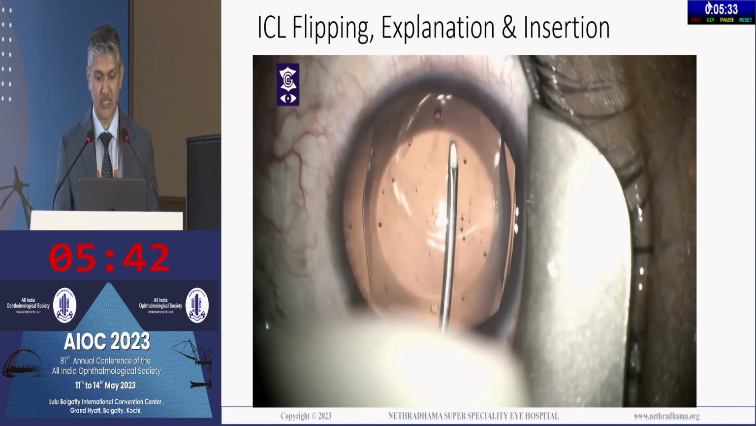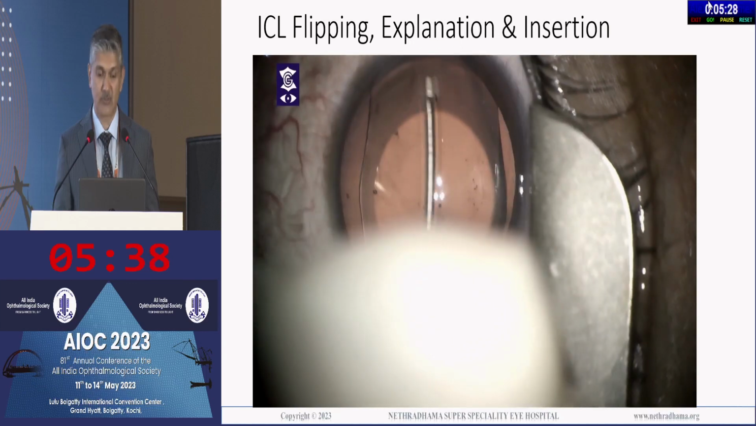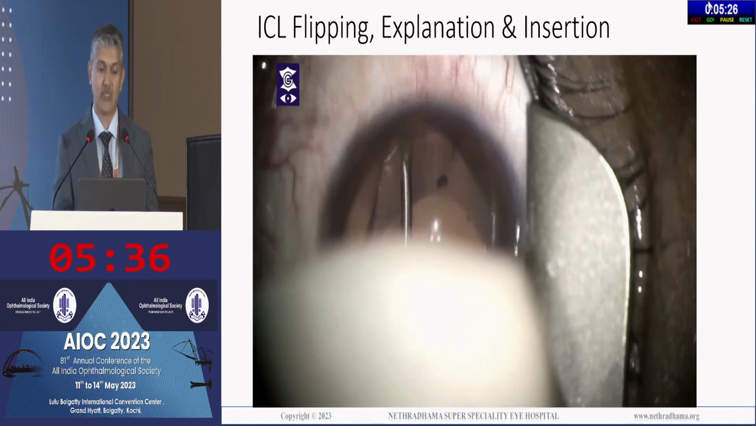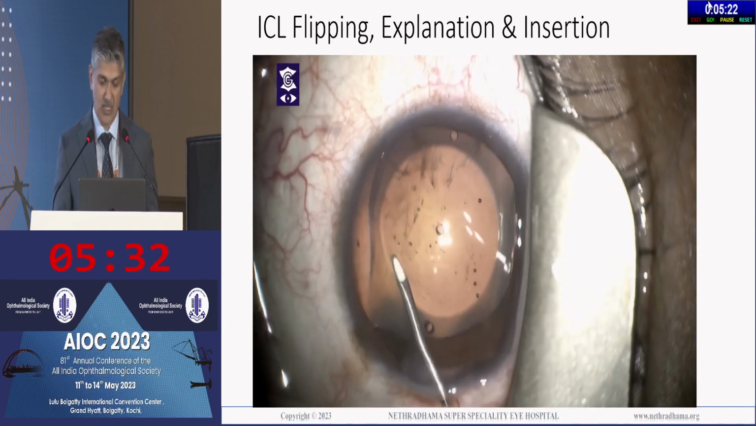So that is the cannula which I use. That's the Ganesh cannula. So you can inject viscoelastic. It is sandblasted on the undersurface, and you can use it to tuck in also. It's available with Epsilon.